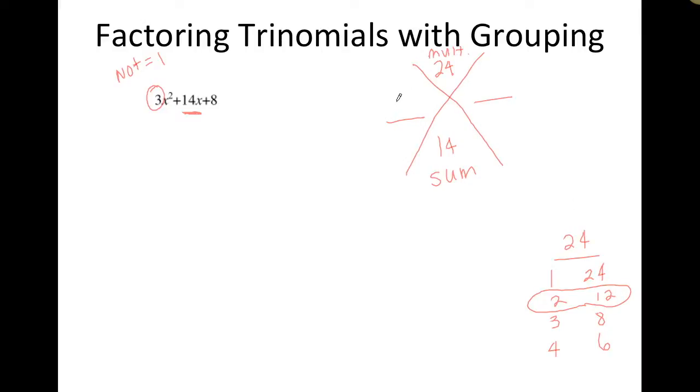So I'm going to write the 2 here and the 12 here, and I'm going to check. Is 2 times 12 equal to 24? Is 2 plus 12 equal to 14? Once I have checked my work, I now have found the combination that will work. I am going to write 14x as 2x plus 12x.